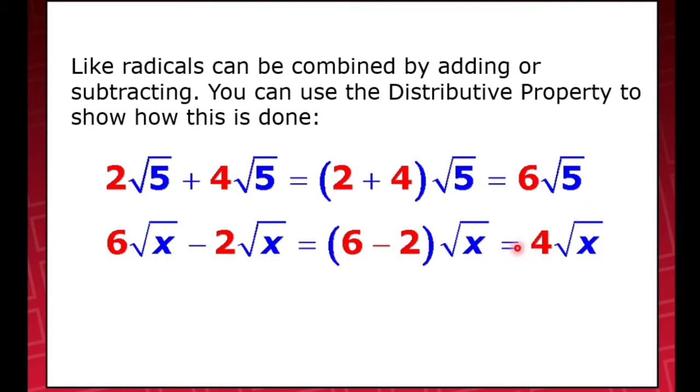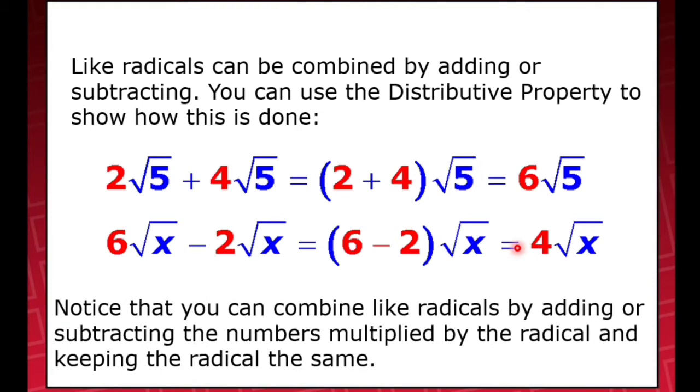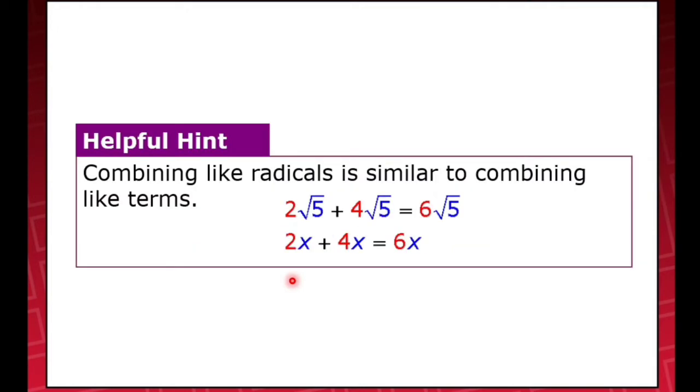Okay, ganun lang po siya ka-simple. Notice that you can combine like radicals by adding or subtracting the numbers multiplied by the radical and keeping the radical the same. Ibig sabihin, ini-emphasize niya lang dito na we can only combine these numbers, 6 and 2, 2 and 4. And just copy the common radical, which is square root of 5 or square root of 6.